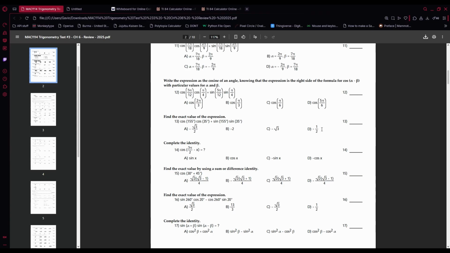I am doing it very fast because I have a lot of experience with it, but if you just put it in a calculator, you'll get it as well.